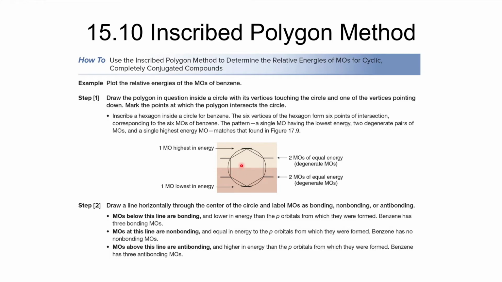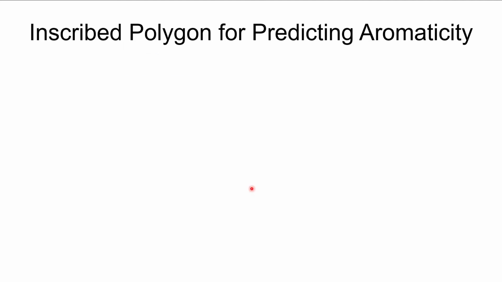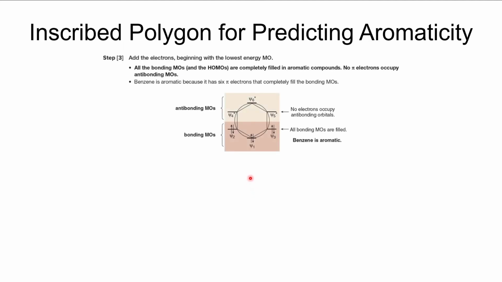We'll draw a line horizontally across the middle. Anything that is below that line is going to be representing bonding molecular orbitals. Anything that is above are going to be considered antibonding molecular orbitals. And if we happen to have something that is exactly at that energy, then we're going to call those non-bonding orbitals. So we can use this method once we have the energies of our psi 1 through 6. We can use this as a way of predicting aromaticity.